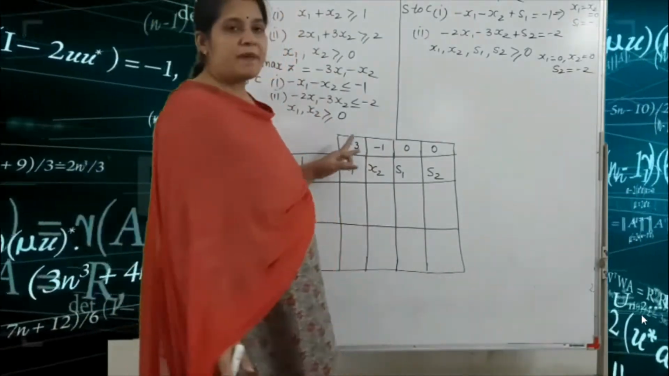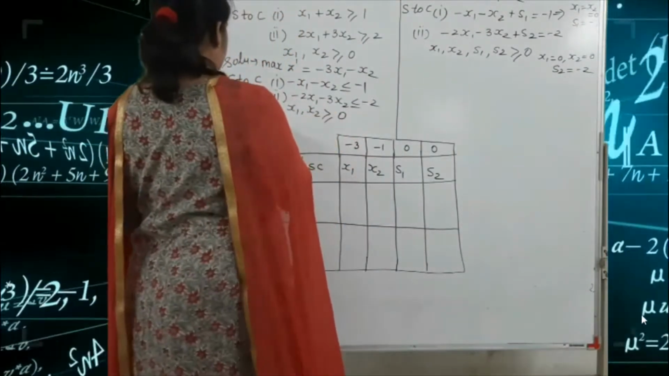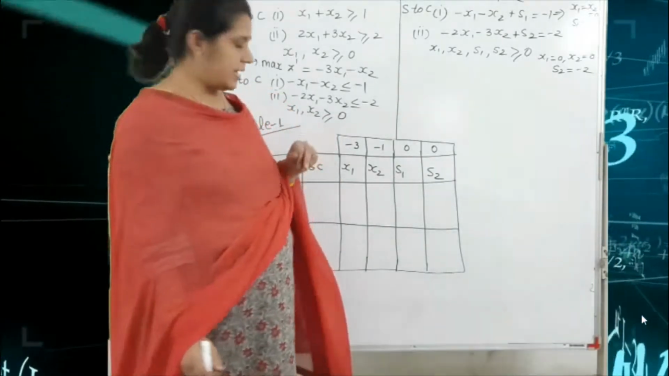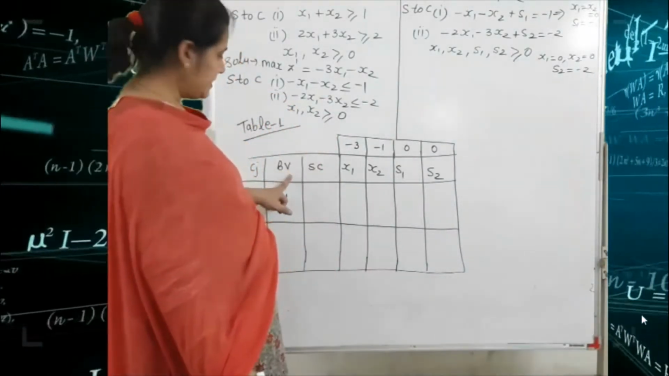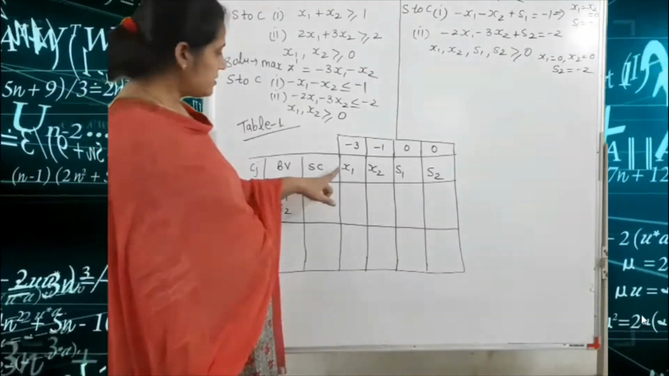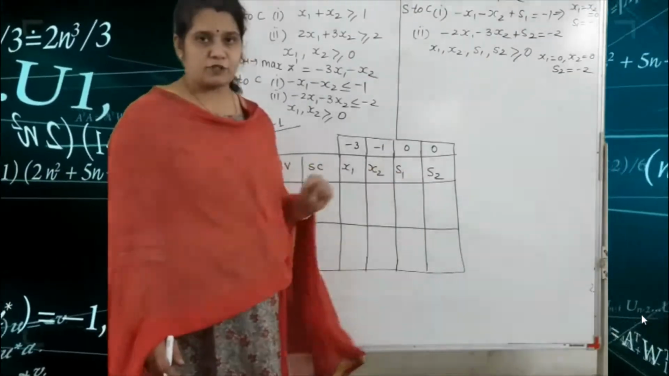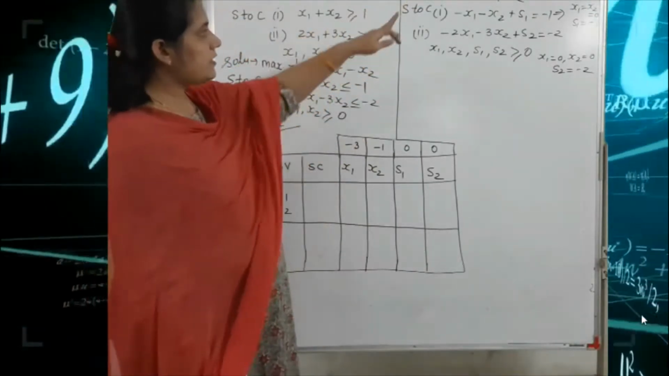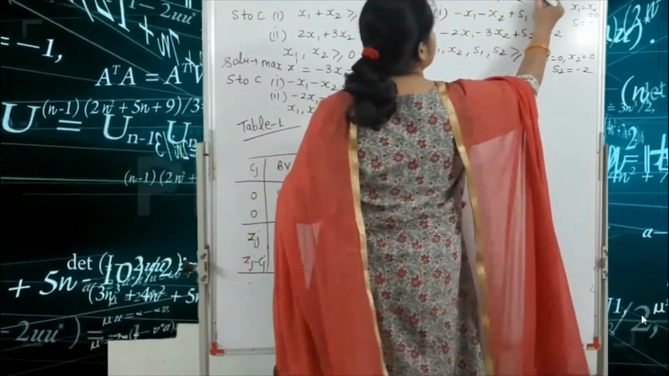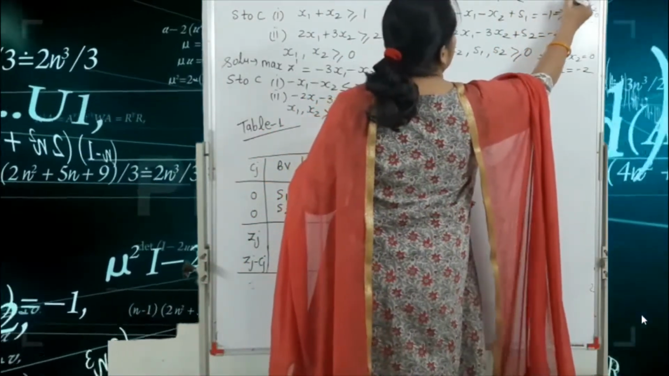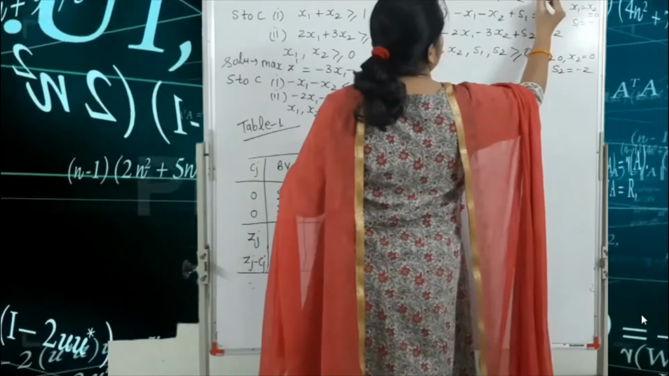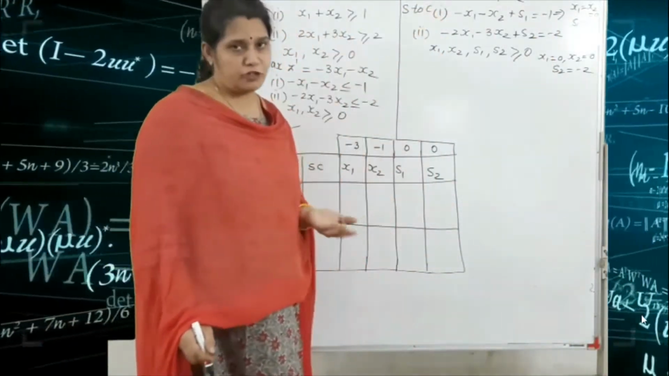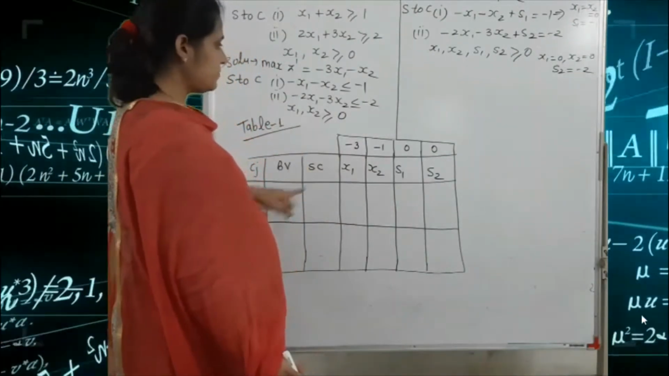So here we have the initial table, that means you write here table 1 or initial table as you wish. We write here Cj, basic variable, solution constant, x1, x2, s1, s2. In the upper side we write the constant, and here we write 0·s1 plus 0·s2. Minus 3, minus 1, 0, 0 according to your objective function. For s1, s2, we write 0, 0.